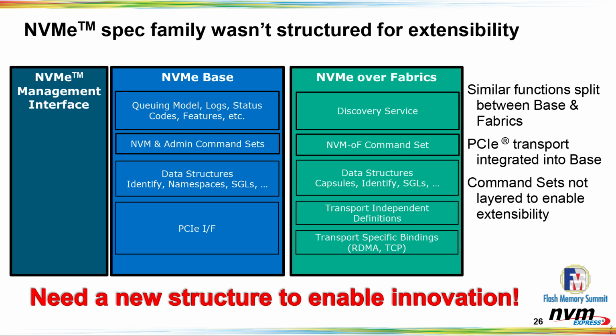And then, we added NVMe over Fabrics, and right now, that NVMe over Fabrics is a separate specification. It's got a discovery service, which is a different type of controller, basically. We've got the NVMe over Fabrics command set, a different set. Some are the same data structures, and some are different, like capsules. Transport independent definitions for TCP and for RDMA. And those things are very Fabric specific. But in doing this, we've got a mix of architectural elements across these two different specifications. And we want to be able to change that model.